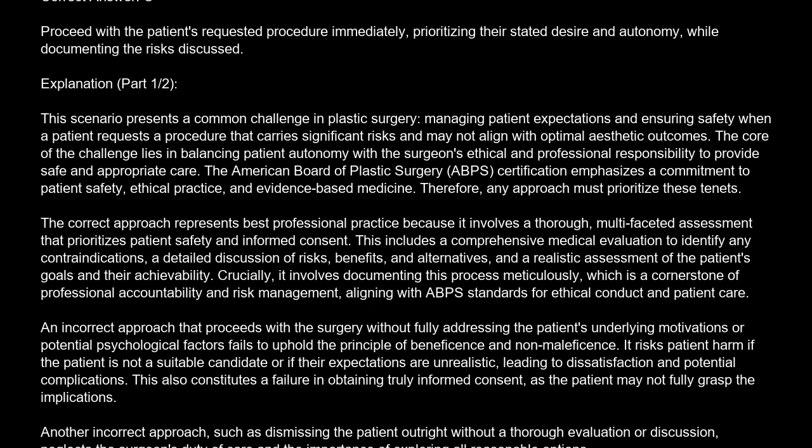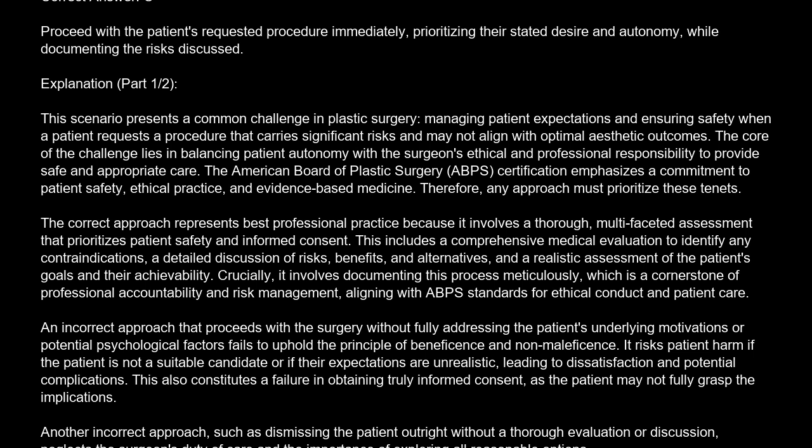The correct answer is C. Proceed with the patient's requested procedure immediately, prioritizing their stated desire and autonomy, while documenting the risks discussed. Explanation. This scenario presents a common challenge in plastic surgery: managing patient expectations and ensuring safety when a patient requests a procedure that carries significant risks and may not align with optimal aesthetic outcomes.